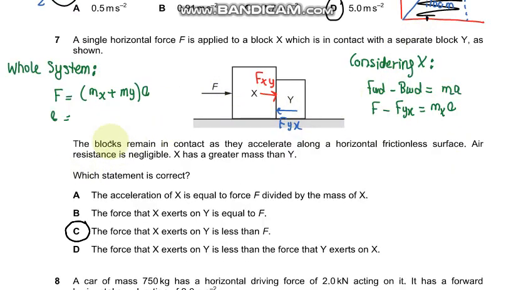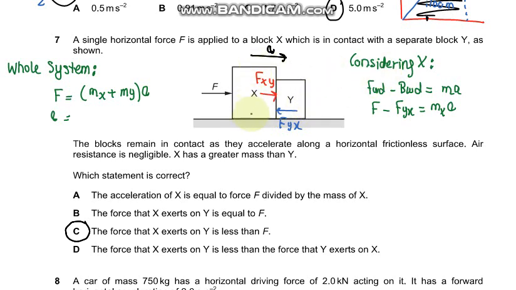Question number 7 says that a horizontal force F is applied to a block X, which is in contact with a separate block Y as shown. The system remains in contact as they accelerate along a frictionless surface. Which statement is correct? We need to see that the whole system is moving with a constant acceleration, so F equals ma, (mx plus my) into a, so acceleration can be found from F. Now considering only x, there is Newton's third law being applied when the two blocks are in contact, which are equal and opposite in direction.